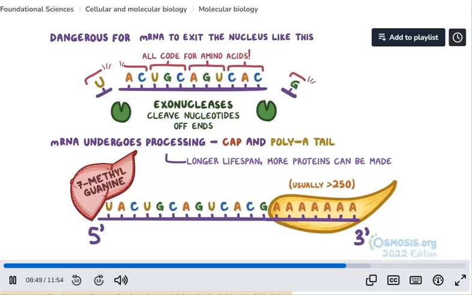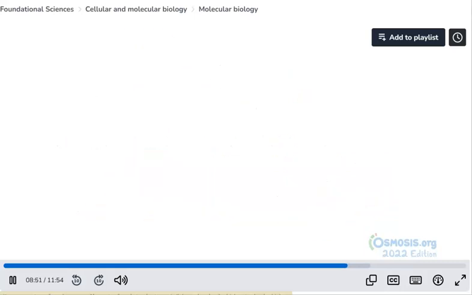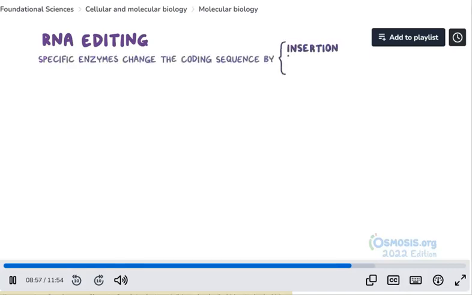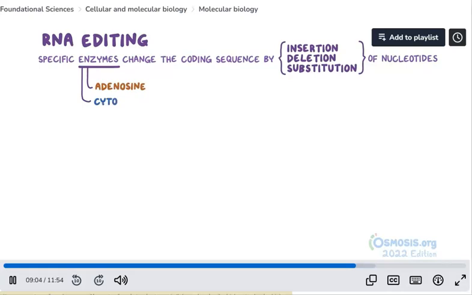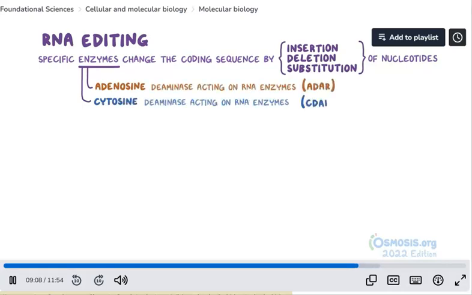Now, rarely, another form of post-transcriptional regulation can occur called RNA editing. This is where specific enzymes change the coding sequence by insertion, deletion, or substitution of nucleotides into the mRNA strand. These are called adenosine or cytosine deaminase acting on RNA enzymes, or ADAR and CDAR for short. ADAR converts the nucleotide adenosine to inosine, while CDAR converts the nucleotide cytosine to uracil.